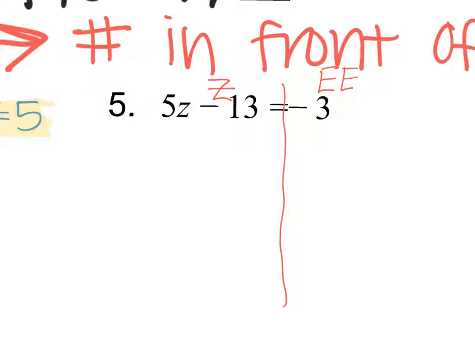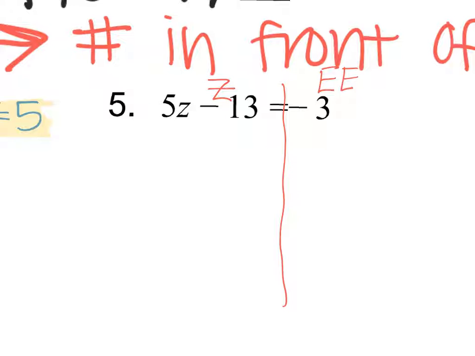Is there anything that I can simplify on the left? No, because this has a z and this doesn't. They don't have the same last name. They can't be simplified. And negative 3 is just by himself, so he can't be simplified. So now it's on to adding or subtracting to get z's on the left, everything else on the right.